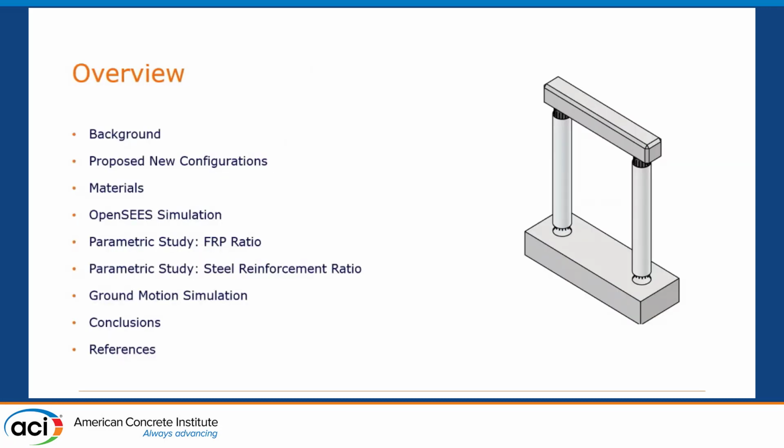Okay, a little bit of background. This is a typical bridge bent, comprised of column piers and a pier cap on the footing. This topic is on the column itself.